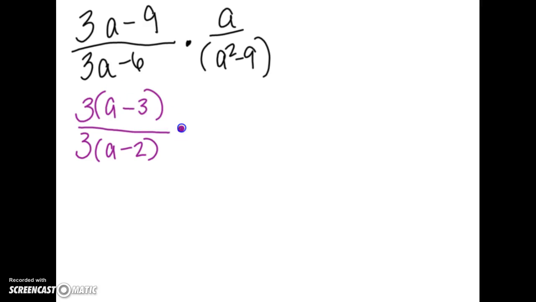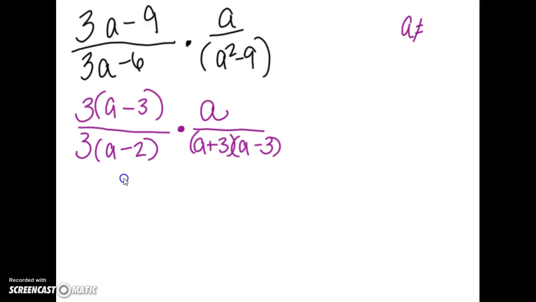That said, now I can come over here, and on the bottom, I don't know if you see it, but look at a squared and 9. Difference of squares. So that gives me a plus 3, a minus 3. Now I'm in a place where everything is totally broken down. And because I haven't simplified anything out yet, I'm going to go with my excluded values right away.